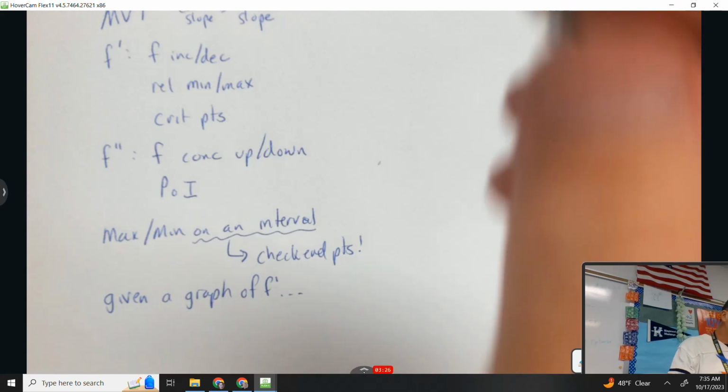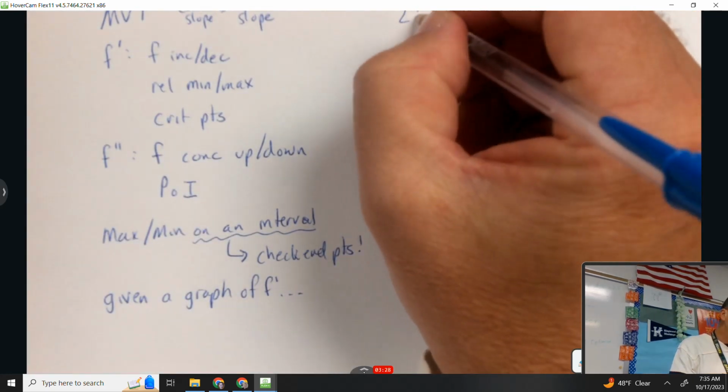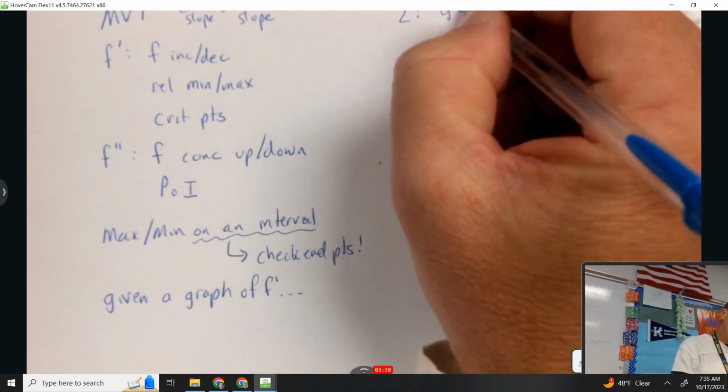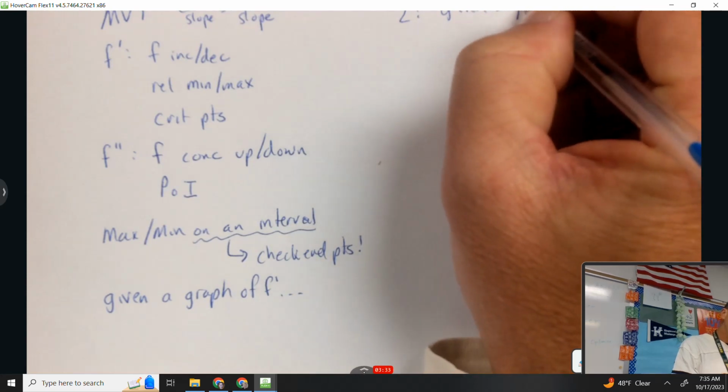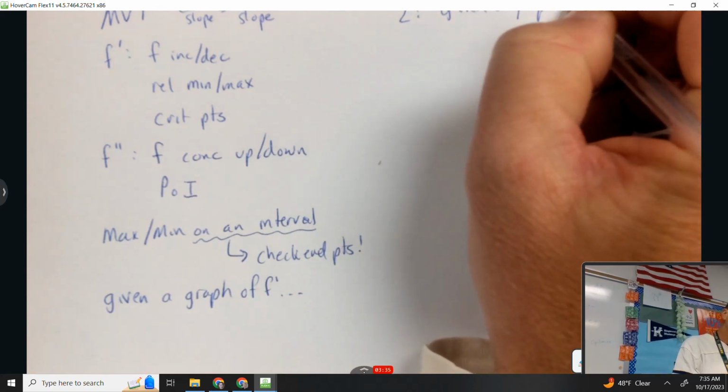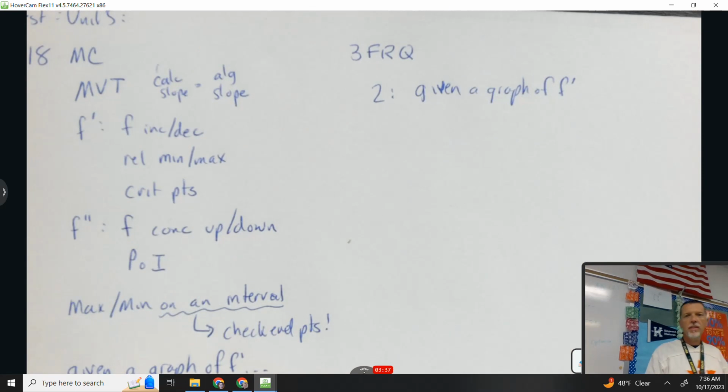3 free response questions. 2 of them are given a graph of f prime. Again, like the one we just did from worksheet 4. You could probably fill in the questions from there. Where is f increasing or decreasing? Where is f concave up or concave down? Where does f have a point of inflection? Where does f have a relative max or a relative min? So we can ask all those questions.